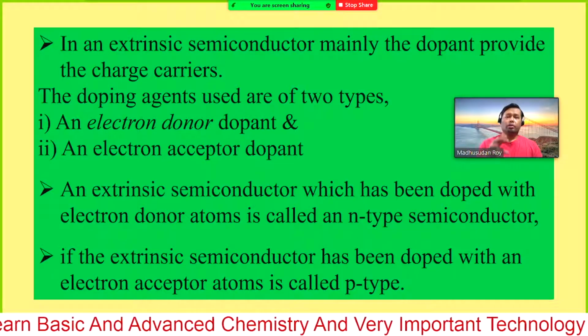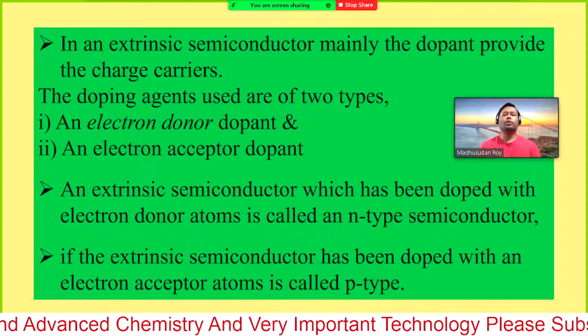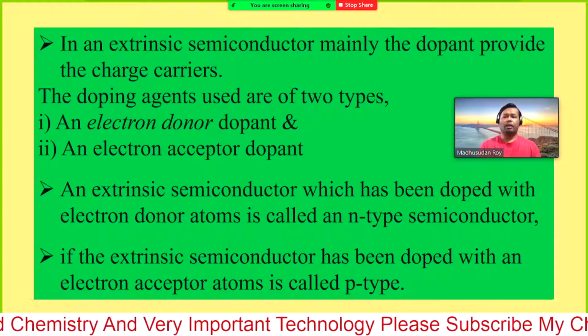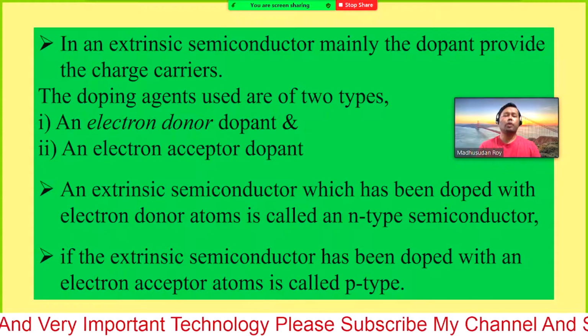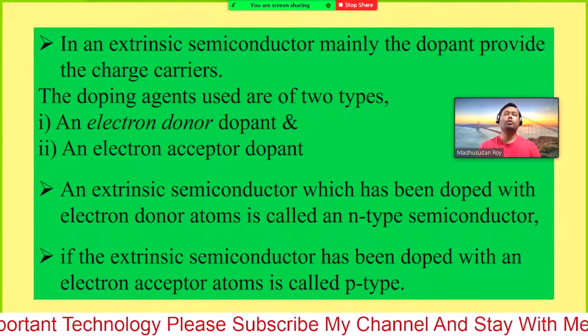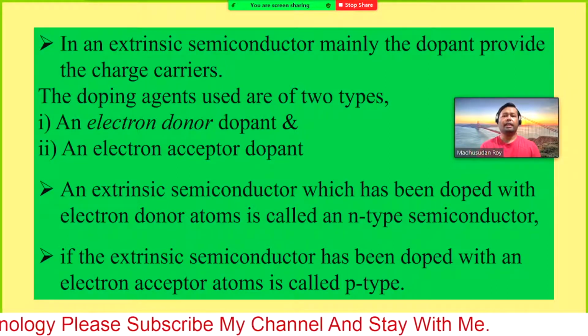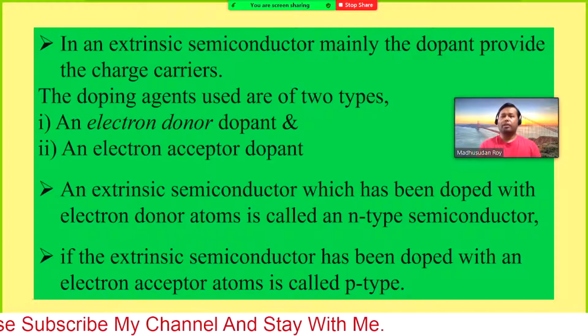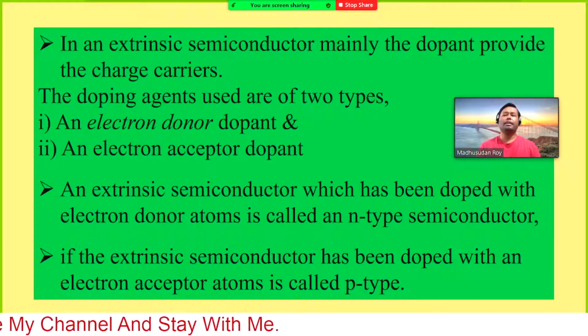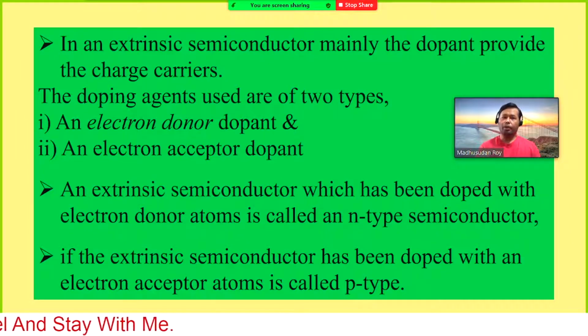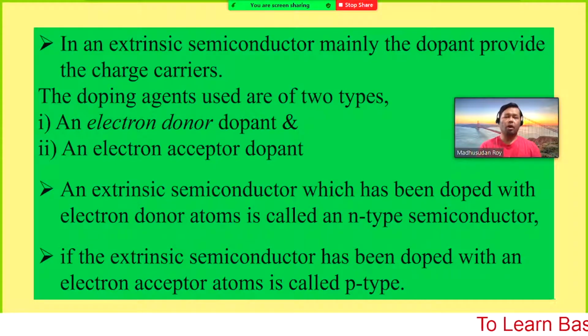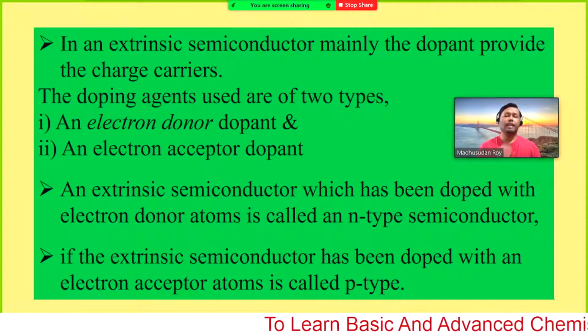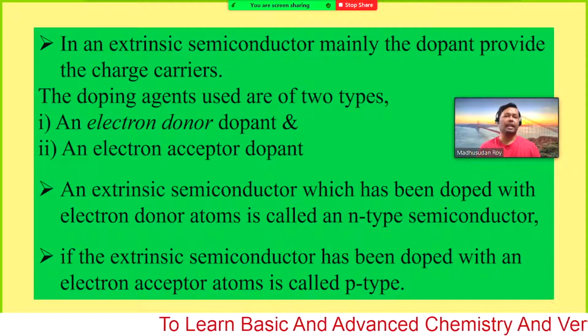So in case of pure semiconductor, we do not have the capacity to conduct electricity because we do not have free electrons. But in case of dopant, if we add dopant, in that case either a free hole or a free electron is available. Therefore the dopant, or the impure element that we are adding, brings the charge carrier.